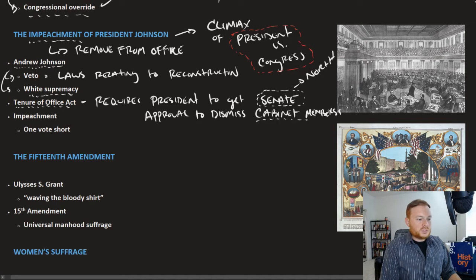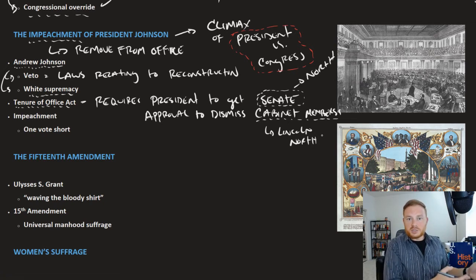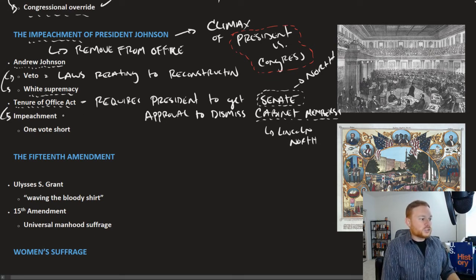Most of the cabinet members that Johnson had were still remnants of Lincoln, who again was also from the North. And really what Congress is fearing is that Johnson is going to get rid of those cabinet members who were residually left over from Lincoln, and incorporate more Southerners into his presidential cabinet, which is like the president's inner circle. And so Congress passes a law requiring President Johnson to get Senate approval in order to do that. Johnson removes members of his cabinet anyway, and that gives the legal justification for impeachment, which is the process of removing the president.